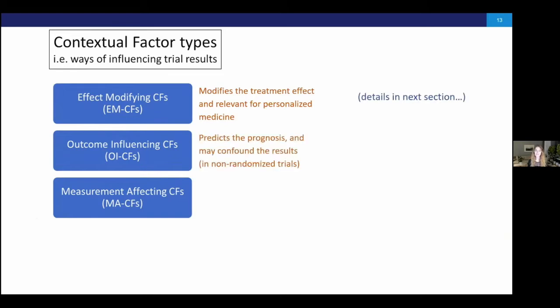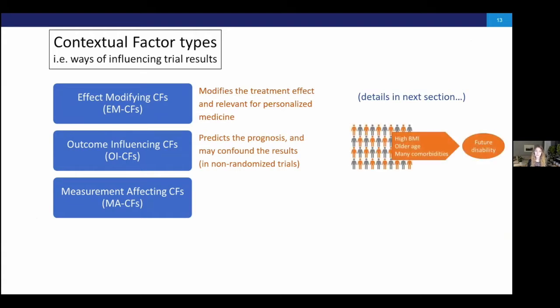Outcome influencing contextual factors are prognostic factors, so they predict the prognosis. For example, if osteoarthritis patients have a high BMI, older age, and have several comorbidities, then they have an increased risk of future disability. These factors are outcome influencing contextual factors because they predict the prognosis. Such factors are important to consider in non-randomized trials because they're likely to confound the results.